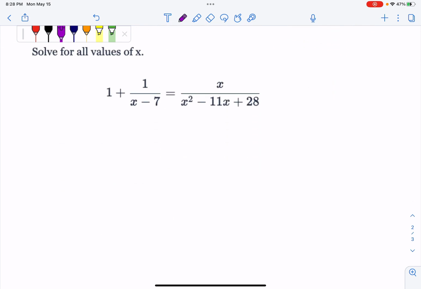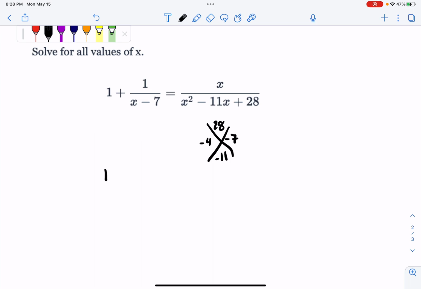Okay, same idea as last time, except now it's not just a greatest common factor. We need to actually try and factor this denominator. What multiplies to 28 and adds to -11? So let's see, 4 and 7, both negative. -4 times -7 is positive 28 and adds to -11.